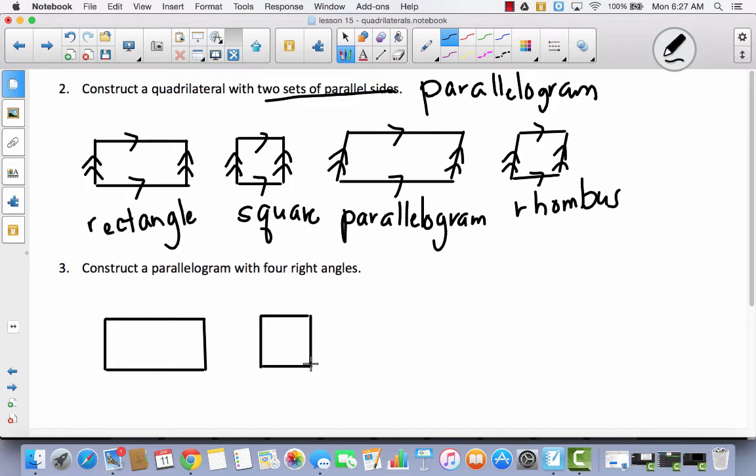I'm going to label their parallel sides. Now notice that this isn't perfect. This should be straight up and down, but it's kind of hard for me to do that. All right, so we've got our parallel sides. Here are the parallel sides on the square. And then let's go ahead and identify the 4 right angles. So let's go ahead and put the right angle symbols here to show that we have 4 right angles.